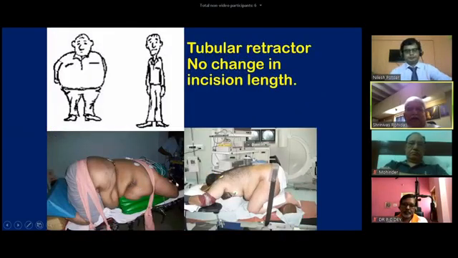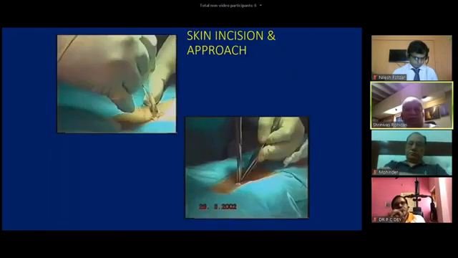This is a 130 kg patient, 120 kg patient. The incision remains same because we are using a single outer tube in thin patient and the obese patient. Incision length doesn't change. We go paramedian by about 1 centimeter. Muscle is cut. The fascia is cut and muscle is separated and retracted laterally.